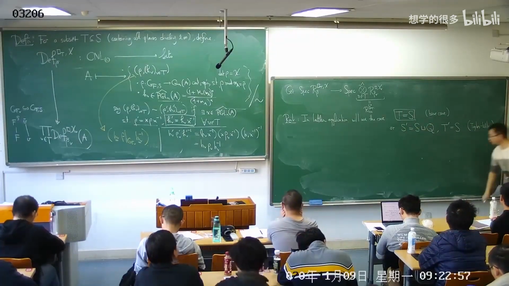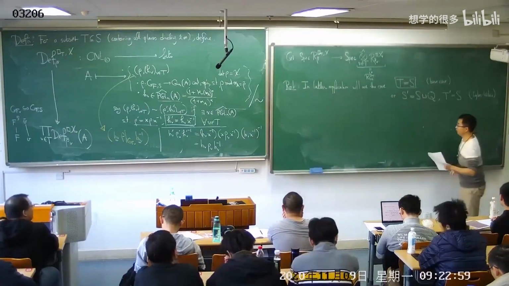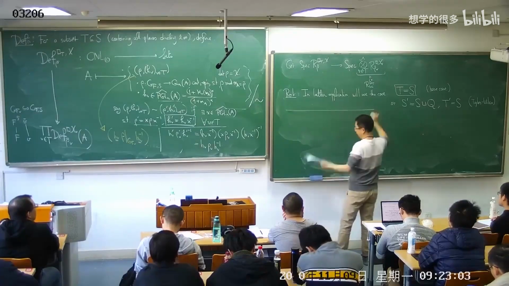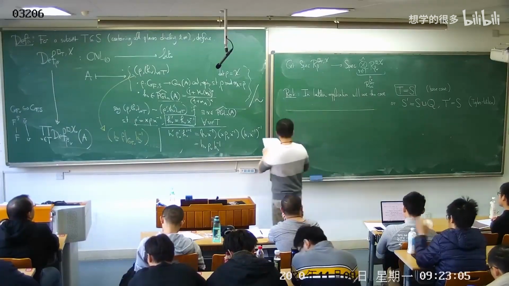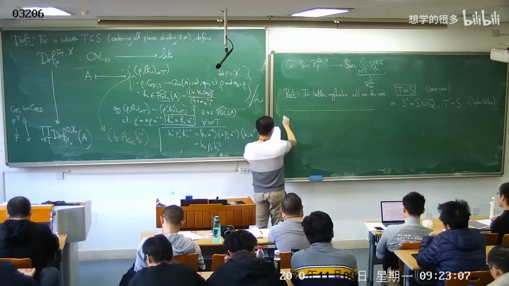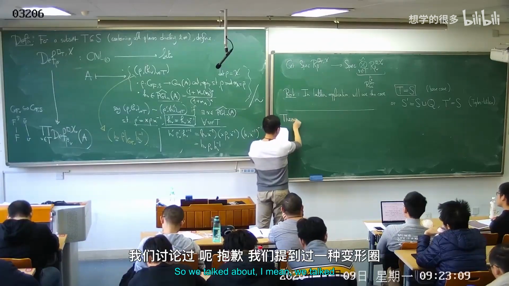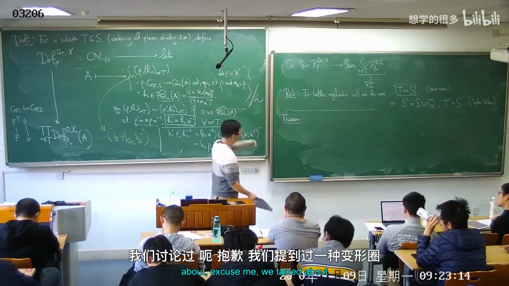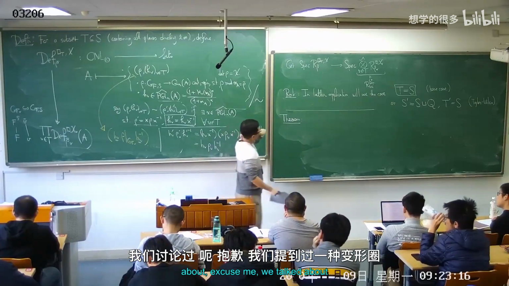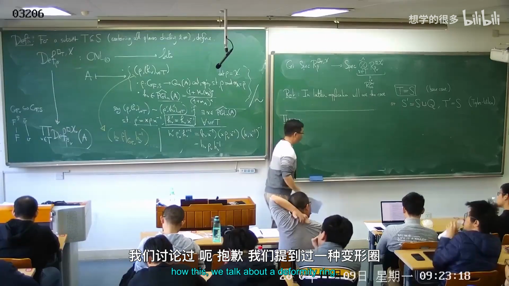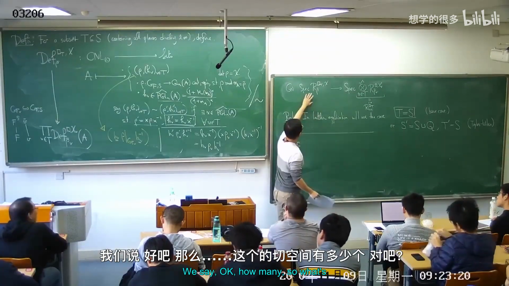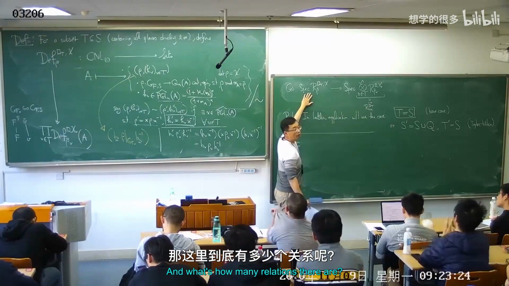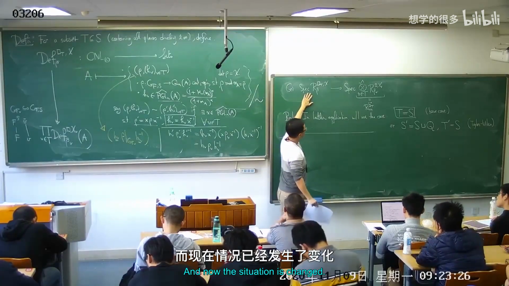Okay. So this is how we apply it later on, but right now we're just doing the more general situation. So here's a theorem. We talked about how, when we talk about deformation rings, we ask what the tangent space is, and how many relations there are. And now the situation has changed.